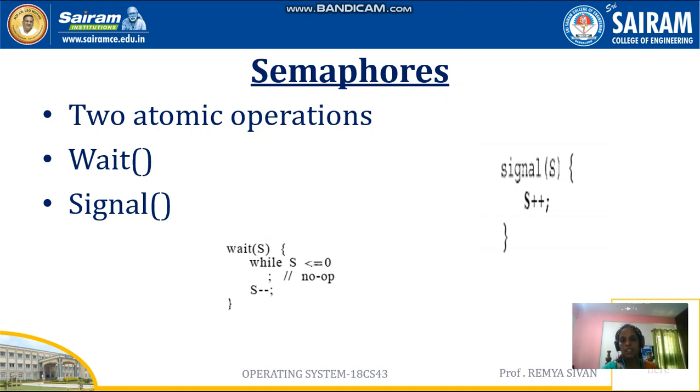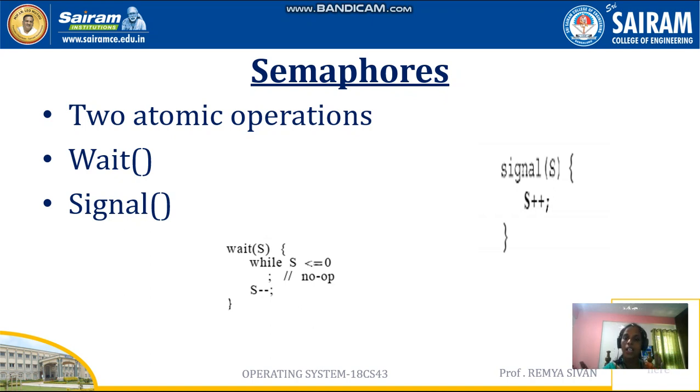Understood? Then suppose another process came. That process needs R2. I don't have any copy of R2. R2 is 0 here, so I am not able to give the resource to that particular process, right? So my S value is less than or equal to 0 here. That particular resource is not available, so that process has to wait until and unless they get the resource. That is the meaning of S less than or equal to 0, no operation.